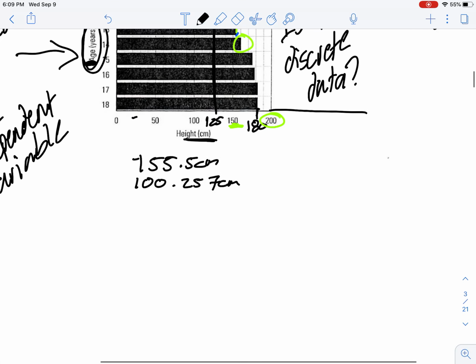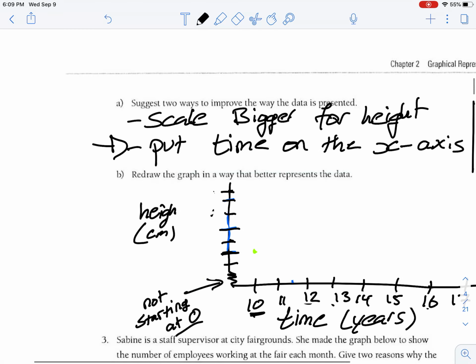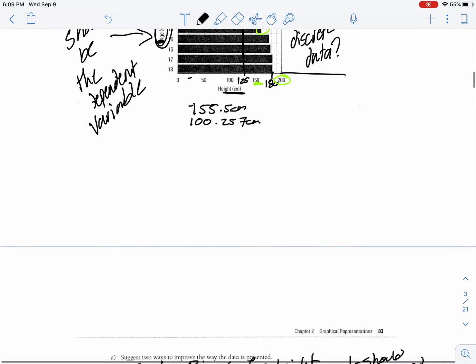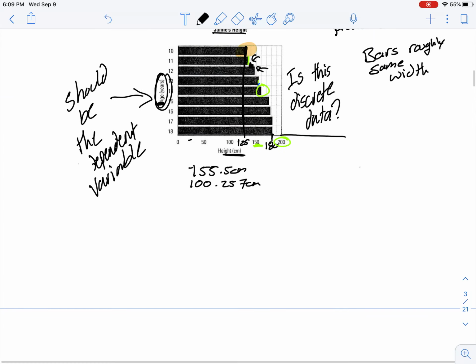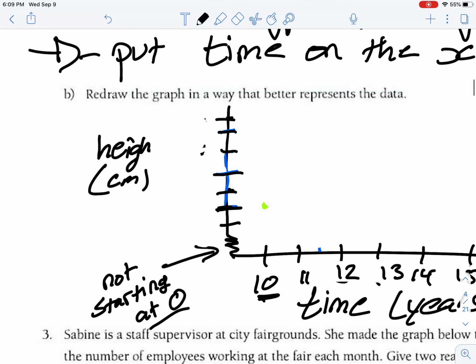So again, I want it to be 200. Okay, I want to get up to 200, and my lowest value again is about 125. So I'd start at 125, and then I would go up probably by 25s. So this would be 125, 150, 175, 200. Okay, so you could do it that way.